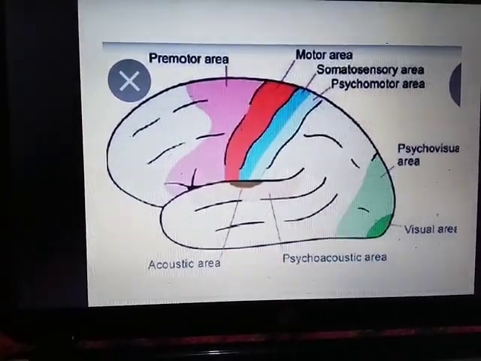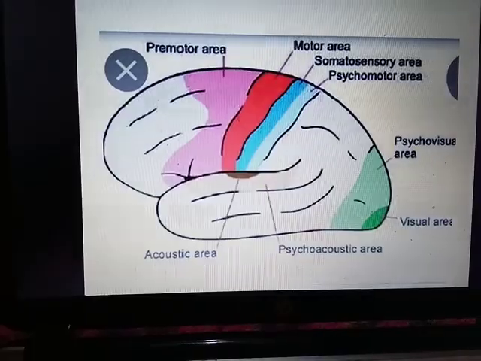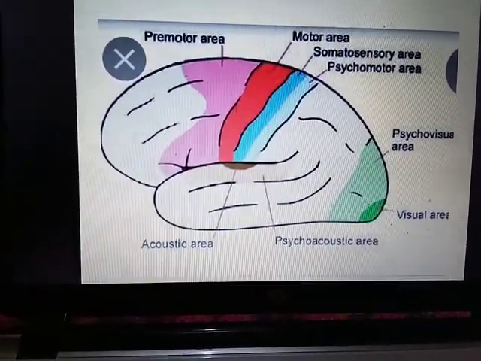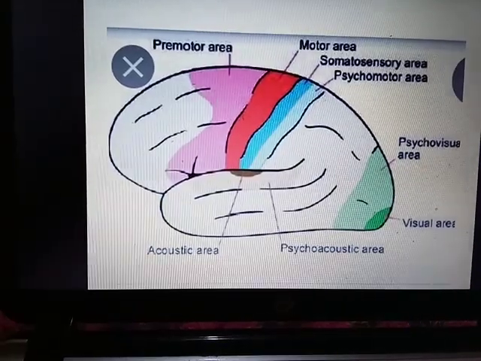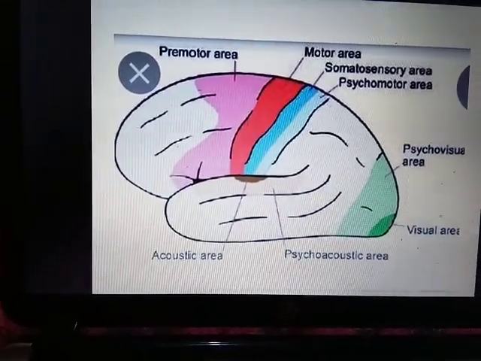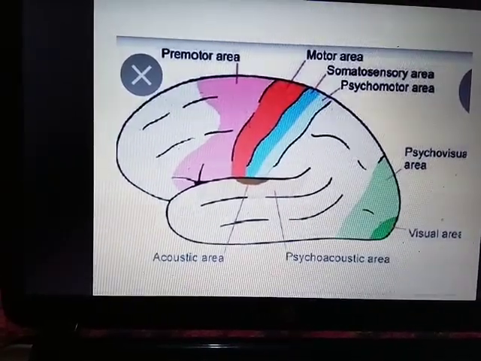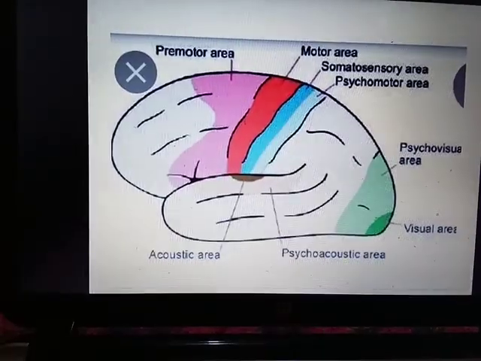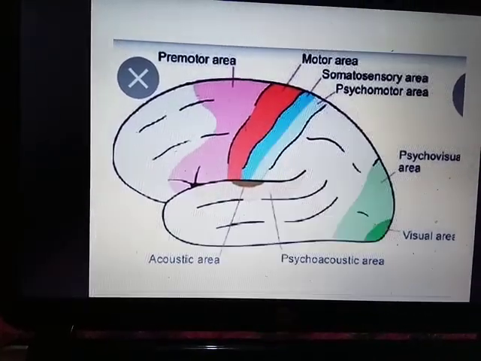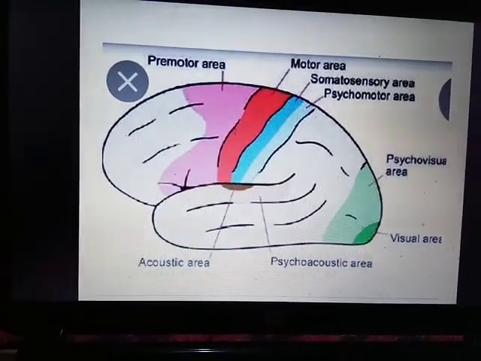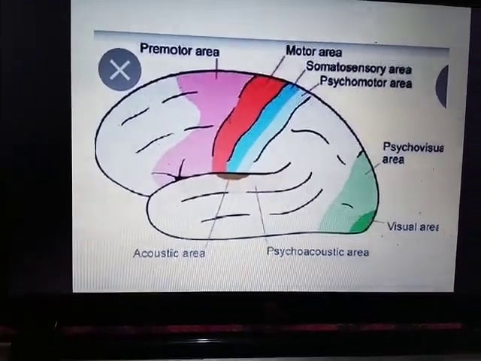Then your cerebrum has certain functional areas, which have been mapped out by different scientists in different ways. But here, usually all of us go with Brodmann's type of mapping, because he has given these areas numbers. He has numbered the areas. We can see in the pic.